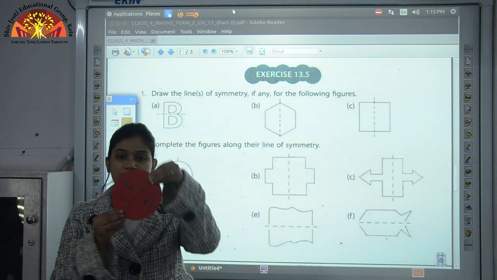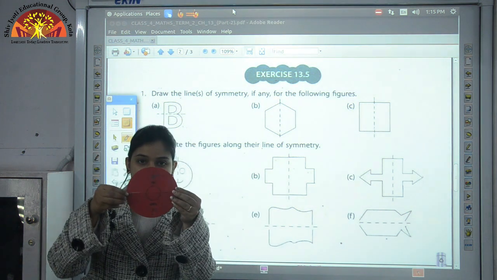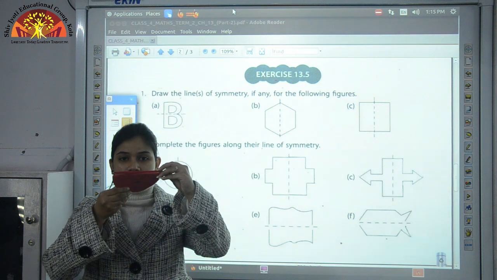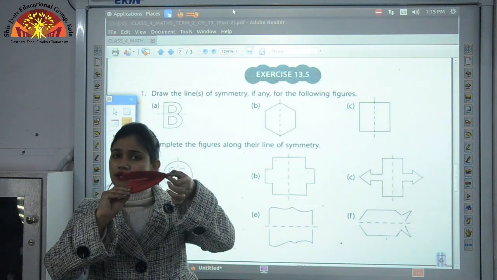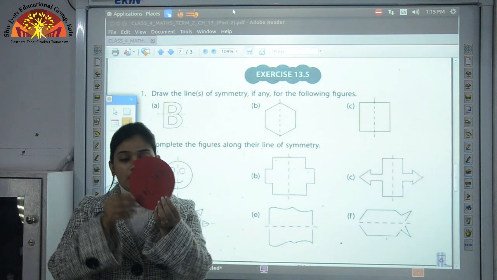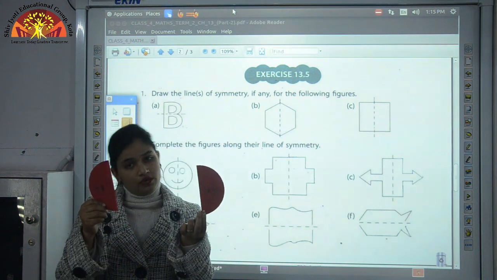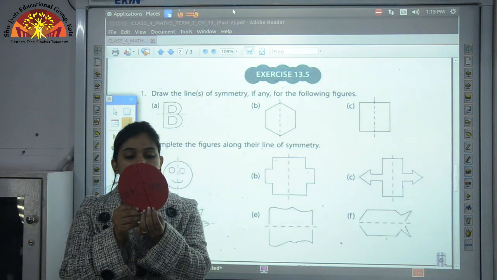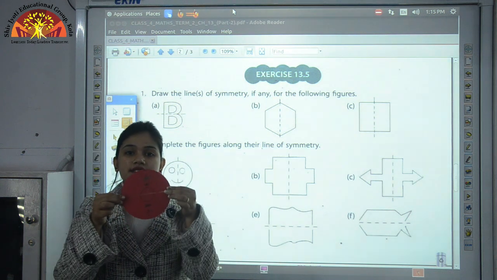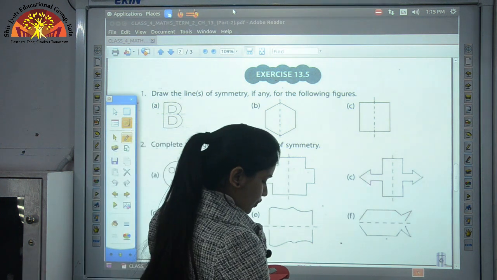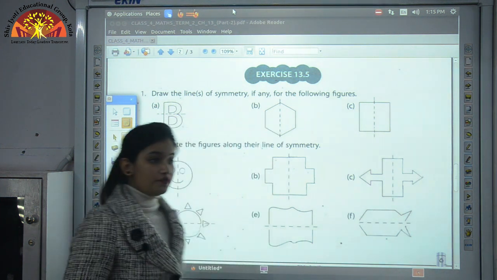As you can see, this is a circle, this is a shape of circle. Now you can divide this shape into two equal parts like this. You can divide it into exactly similar parts. And now these two shapes are known as symmetrical shapes. Okay students? So this process is known as symmetry. Okay. So now we'll see in question number 1 what is the line of symmetry.